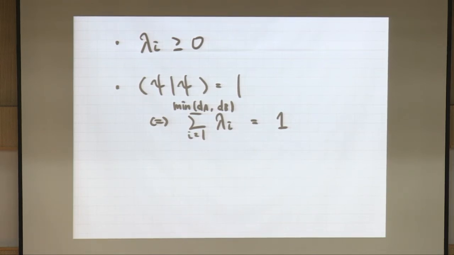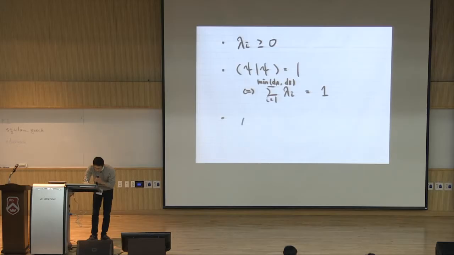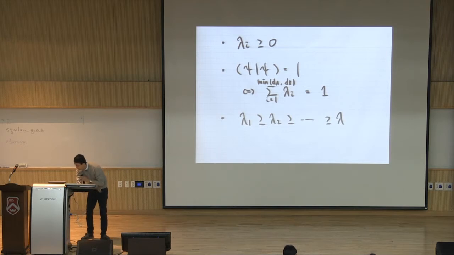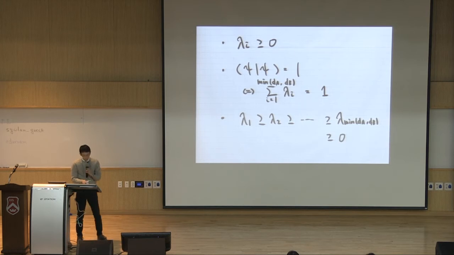And of course, you can further order this vector lambda as follows. I will order these coefficients in descending order. Of course, you can change the labels of these vectors. In this way, this is the canonical form of the quantum state.